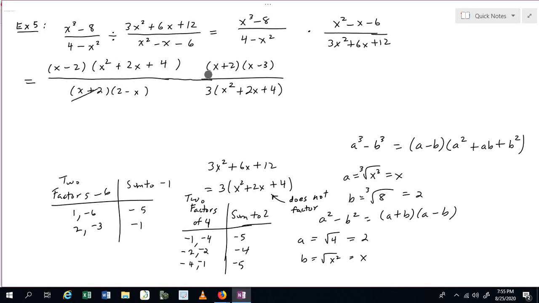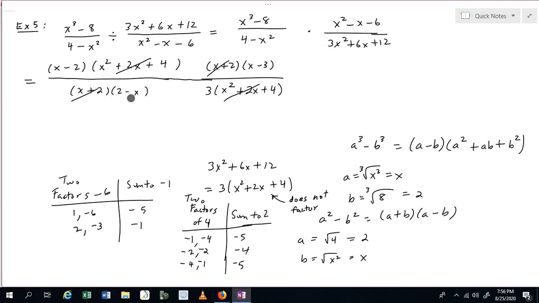And so this cancels with this. X squared plus 2x plus 4 cancels with this x squared plus 2x plus 4. So those cancel out, and then you're left with this. Now be careful, x minus 2 and 2 minus x are not the same thing. Here x is positive and the 2 is negative. Down here the 2 is positive and the x is negative. So they differ by a minus sign, and we've run into that before.